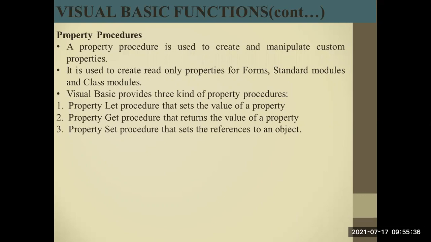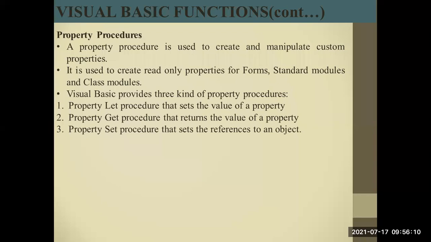The first one is the Property Let procedure, to set the value of the property. For example, if you want to create a procedure for drawing a line, we can set the properties for that procedure, like what will be the width of the line, what will be the color of the line, what will be the coordinates. Okay, thus properties can be set during the procedure.